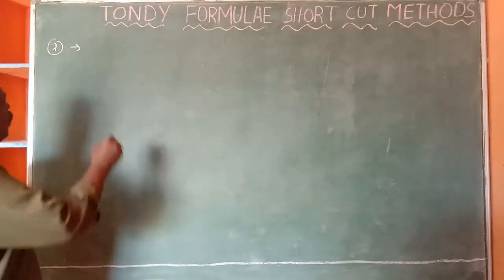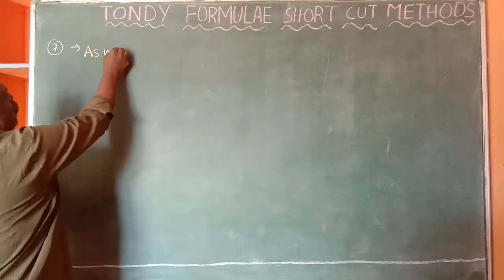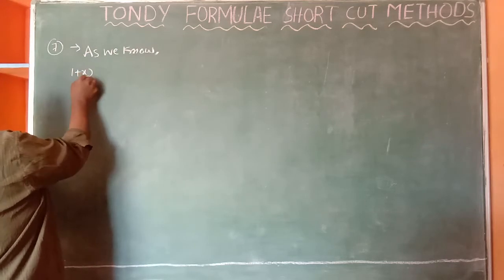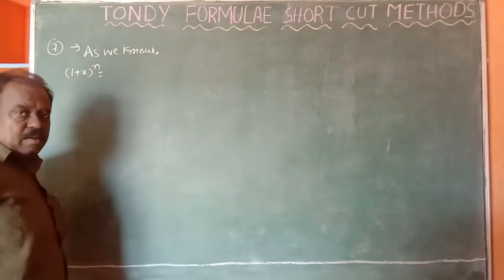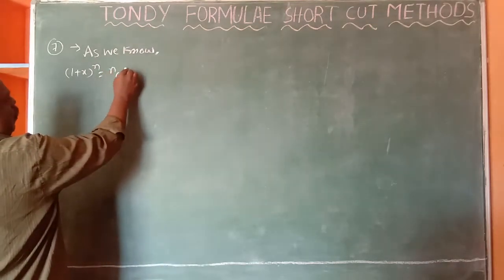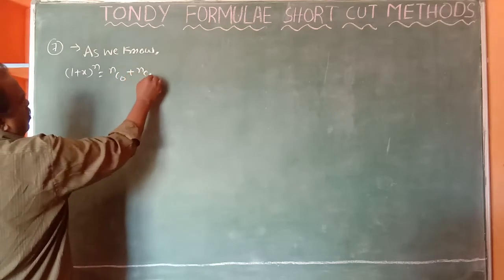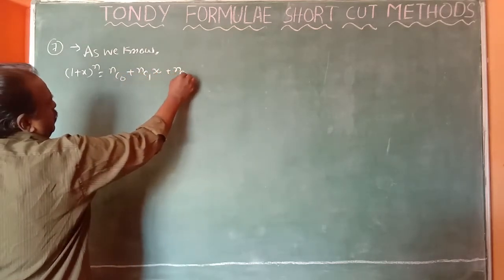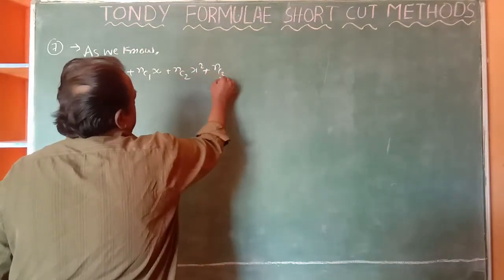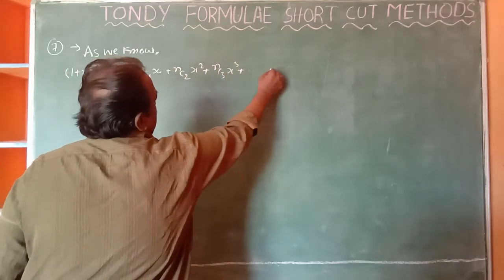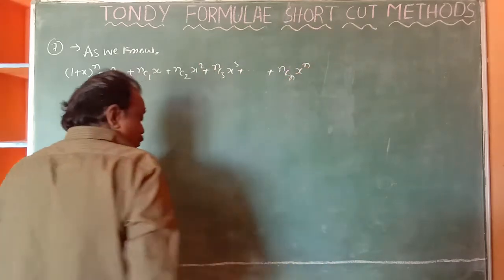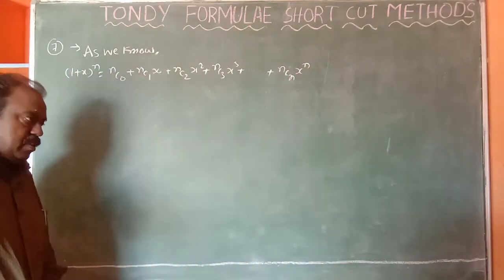You see, as we know, (1 + x)^n, the binomial expansion, is nC0 + nC1 x + nC2 x^2 + nC3 x^3 and so on up to the last term, nCn x^n. We write this formula. It is in the binomial theorem.